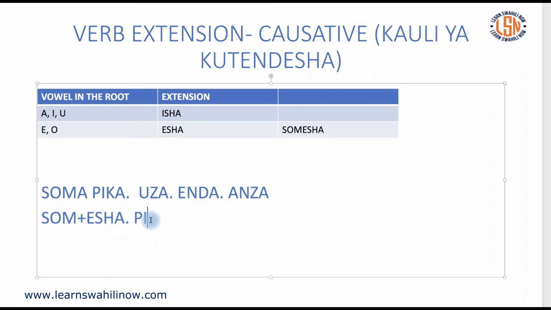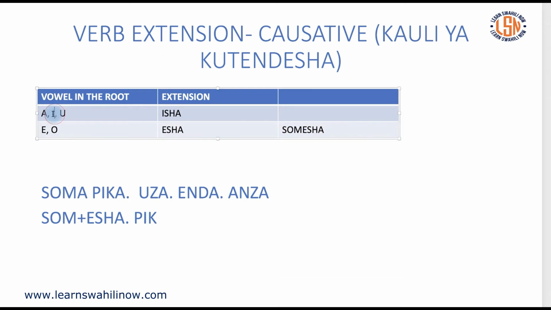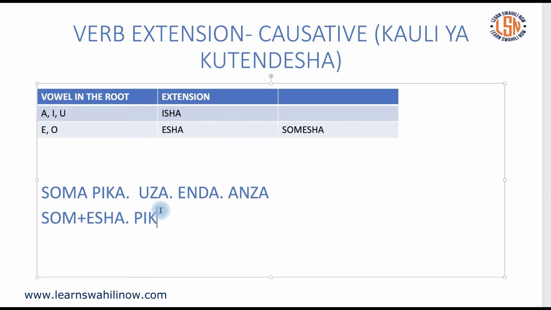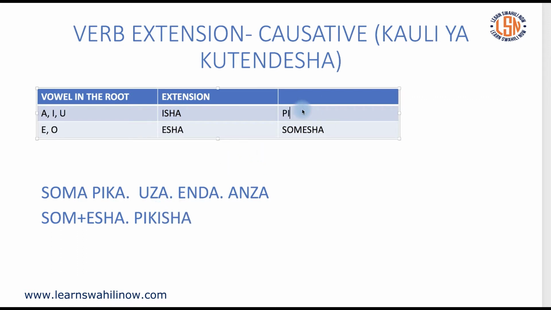Let us try that with the verb pika. You take pik. So what do you think it's going to be ending with? The vowel in the root is I. We come up here and we find our I. So we know we are going to fix the isha into it. So that would be pikisha.